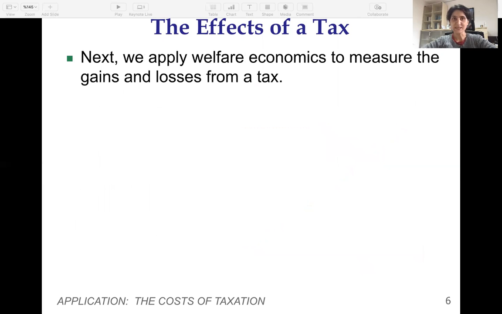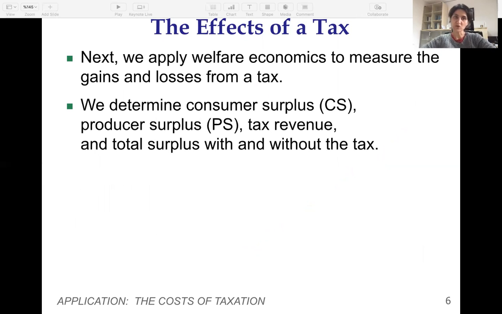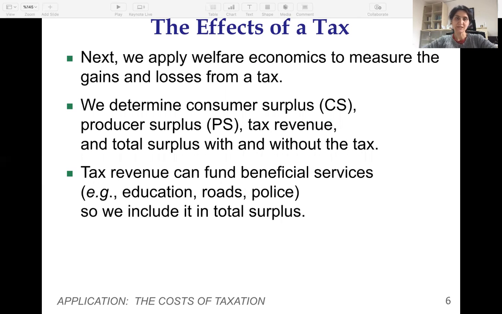Next we apply welfare economics to measure the gains and losses from a tax. We determine consumer surplus, producer surplus, tax revenue, and total surplus with and without tax. Tax revenue can fund beneficial services like education, roads, police, so we include it in total surplus. Even health is in here, right?